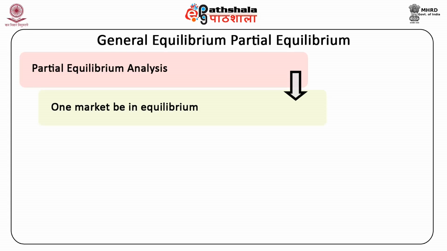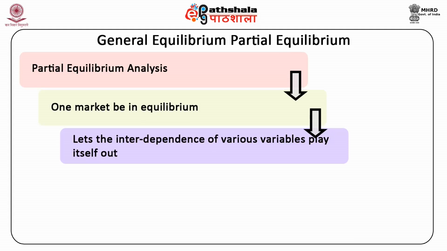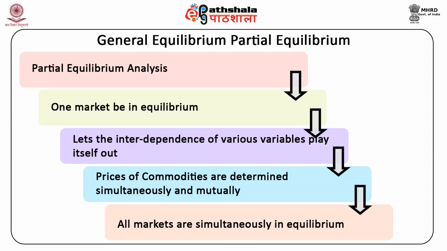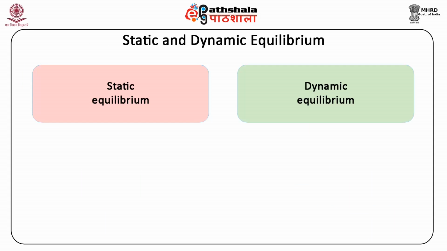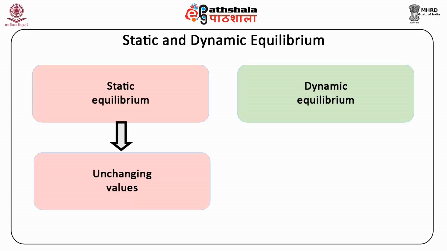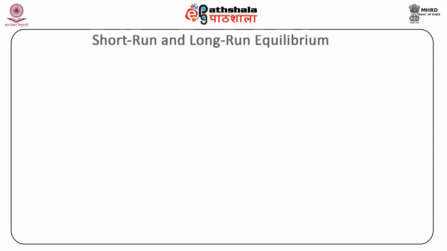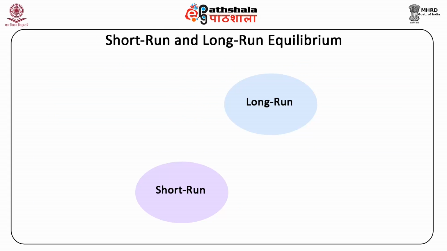This does not use the ceteris paribus assumption. It lets the interdependence of various variables play itself out. Prices of commodities are determined simultaneously and mutually, and all markets are simultaneously in equilibrium. Now, what is static and dynamic equilibrium? In a static equilibrium, all quantities have unchanging values, but in a dynamic equilibrium, various quantities may be growing, only their ratios being unchanged. We will now talk about the short run and the long run equilibrium.